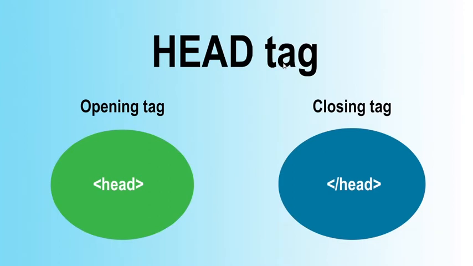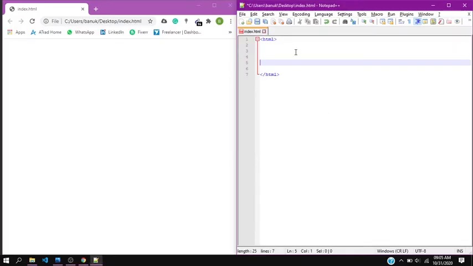Our second one is the head tag. The head tag also has an opening tag and a closing tag. This is the opening head tag and this is the closing head tag. I put some space here and code like this. It is good practice, when you nest any element inside another element, to put some space. You can just press the tab key on the keyboard and type like this.